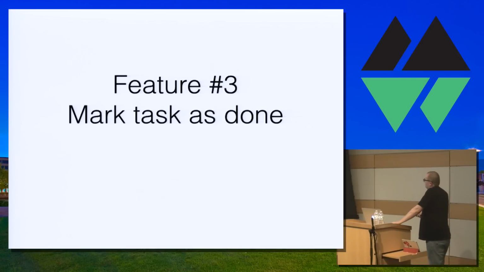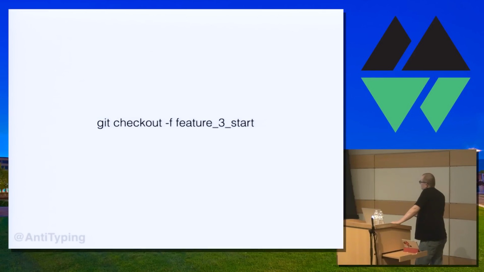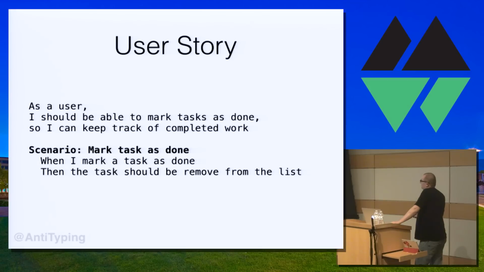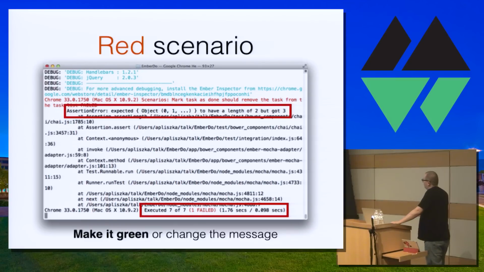Marking a task as done. It's the same process. We have to add the buttons. So we start with the user story. When we click the button, the task should go away. This is the scenario, and this is pretty much, we click the button and we make sure that the number of items is 2 instead of 3. We start with a failing test. It's complaining that it's seeing 3 items instead of 2.